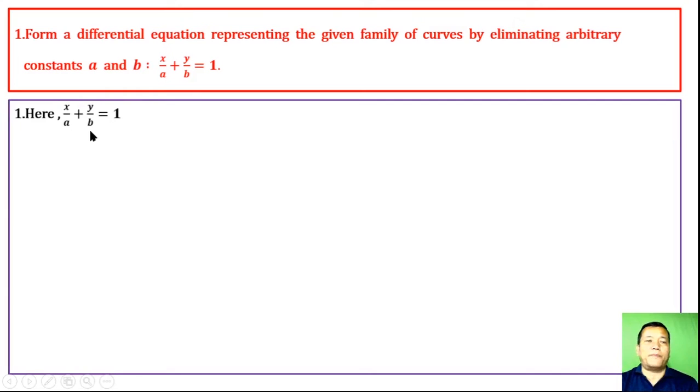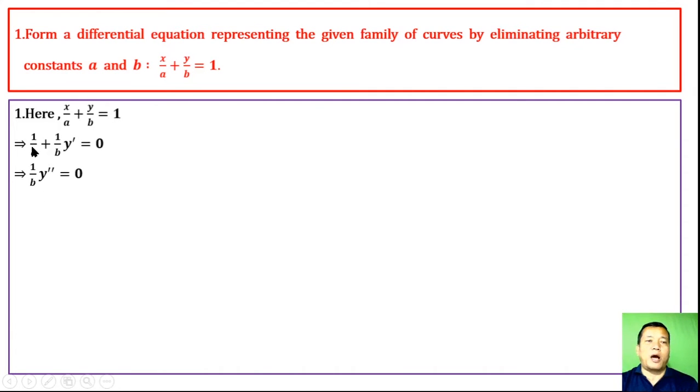Here x by a plus y by b equal to 1. Differentiating both sides with respect to x, we get, for x by a, 1 by a, and for this we have 1 by b into dy by dx, that is y dash. The derivative of 1 with respect to x is 0.